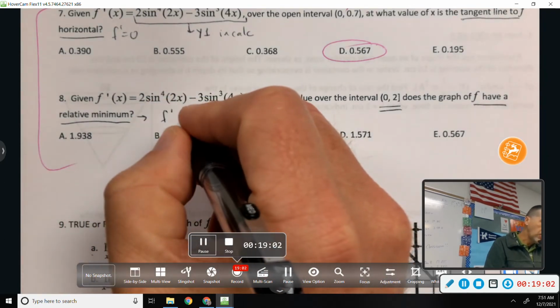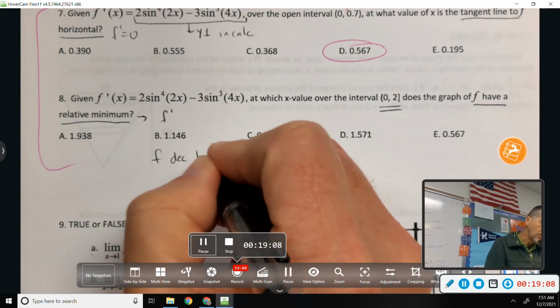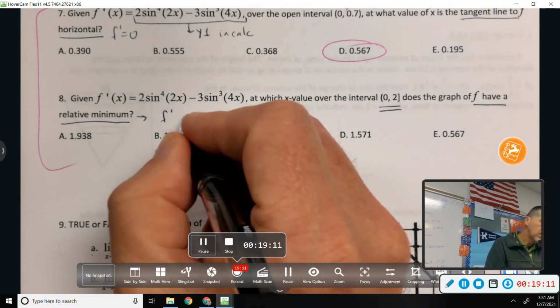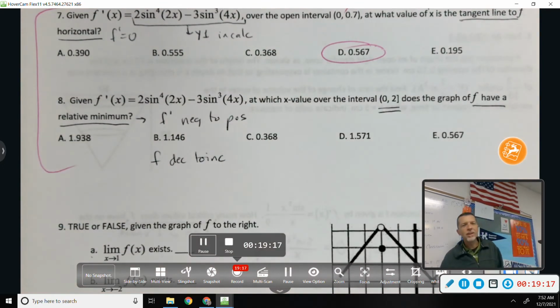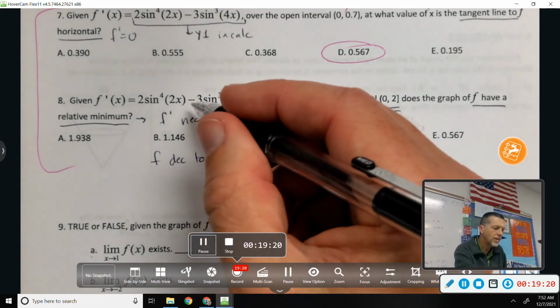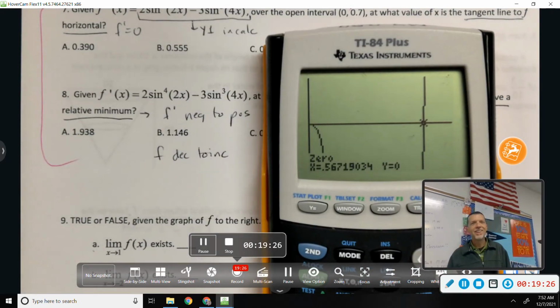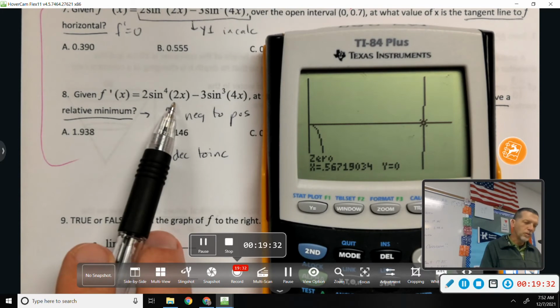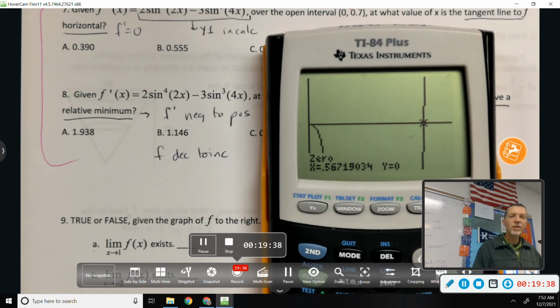When f goes from decreasing to increasing, but that means when f prime goes from negative to positive. So I'm going to look at my graph and find out where f prime, which is what I have the graph of, changes from negative to positive. So do we need a y2? No, the function they gave us is f prime. So I'm looking at a graph of f prime, and I want to know where it changes from negative to positive. It's the same spot. They asked the question differently, but it ended up at the same answer.